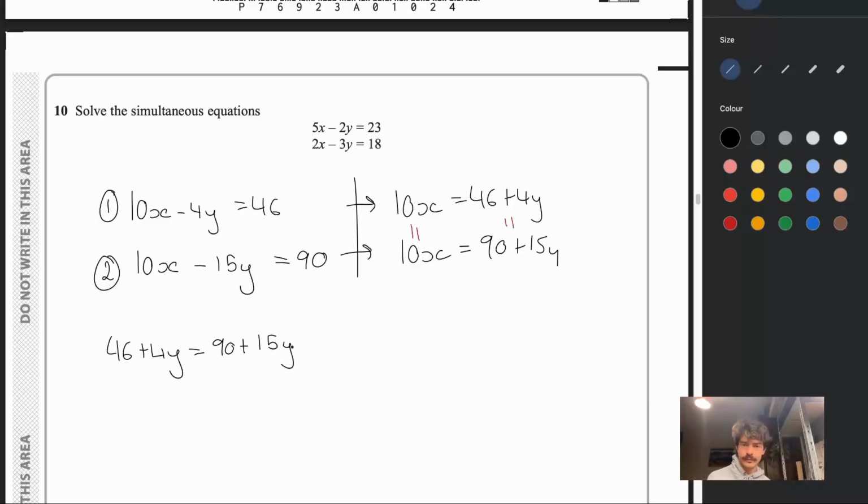Excellent. Now, we've managed to cancel out our x's. We're left with no x's remaining. We've just got an equation in terms of y, and that's fantastic because it means that we can solve for y.